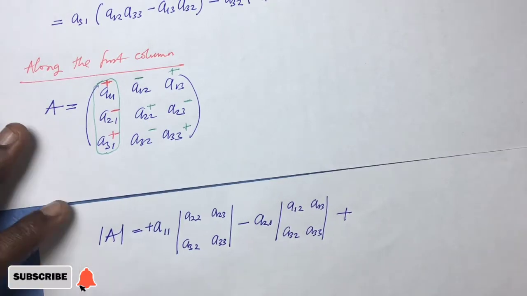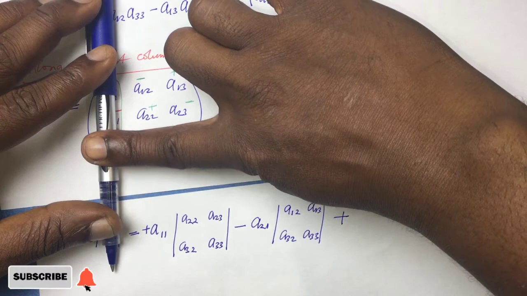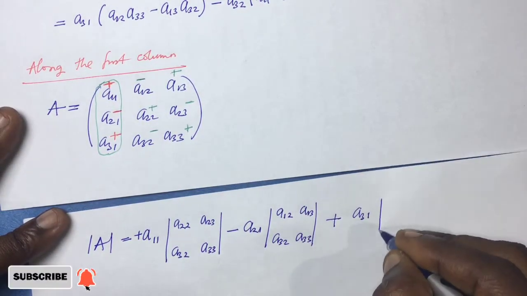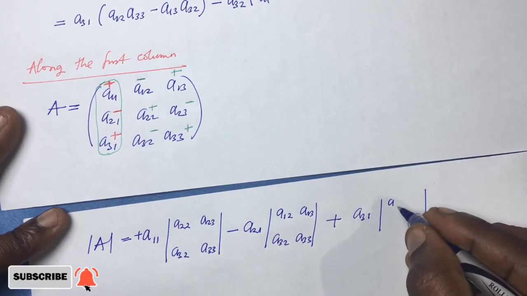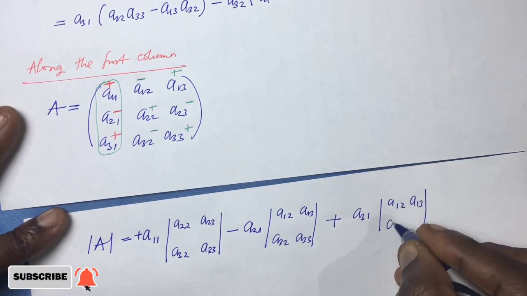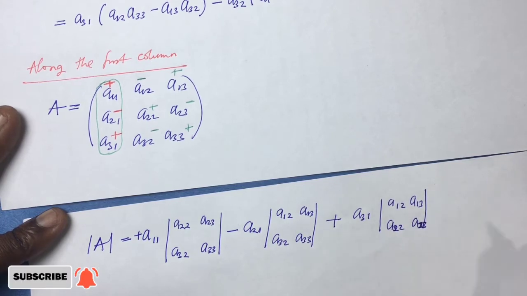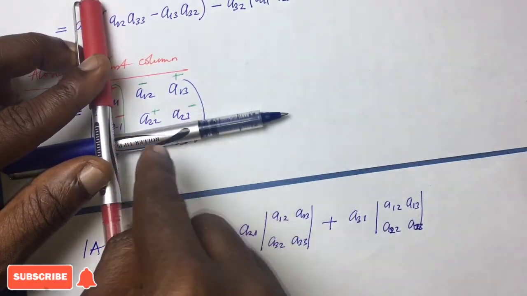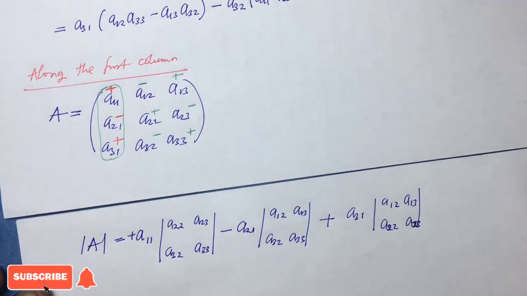Then plus is the next one. Do you see it? That's the minor. So you end up having plus A31 into bracket A12, A13, A32, A22, and then A23. That is when you cross out these: A11, A13, A22, A23. So that will give you this.